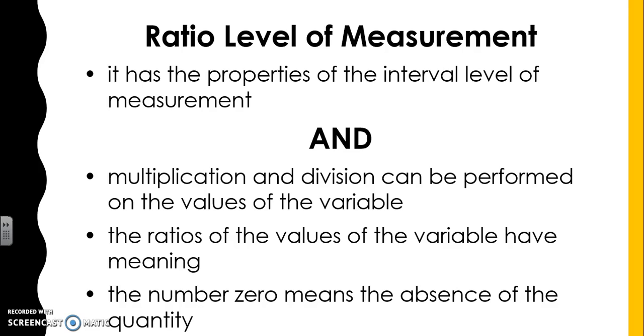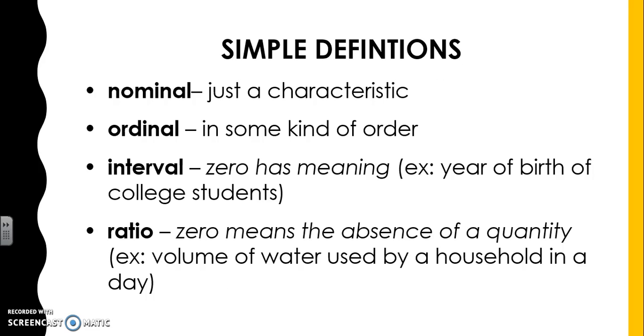So, in layman's terms, nominal is just some characteristic. Ordinal is that the variables can be put in some kind of order. Interval is that 0 has meaning. So, for instance, the year of birth of college students, so here the year 0 would mean that they were born in the year 0. Or if we're talking about temperature, 0 degrees Fahrenheit actually has meaning, it doesn't mean the absence of quantity. Ratio, on the other hand, does mean the absence of quantity. So 0 is the distinguishing factor between ratio and interval there.